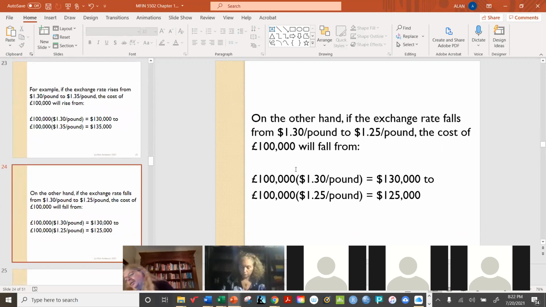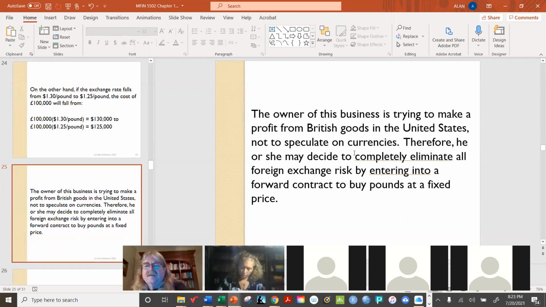Now, of course, it could go both ways. The dollar could get stronger. Let's say the exchange rate drops from $1.30 to $1.25. The cost of buying that 100,000 pounds will actually fall by $5,000. But you know what? We don't want to take any chances. We're not in the business of speculating on currencies. So what do we do? We enter into a forward contract to buy the pounds in 6 months at a price that's settled on today.